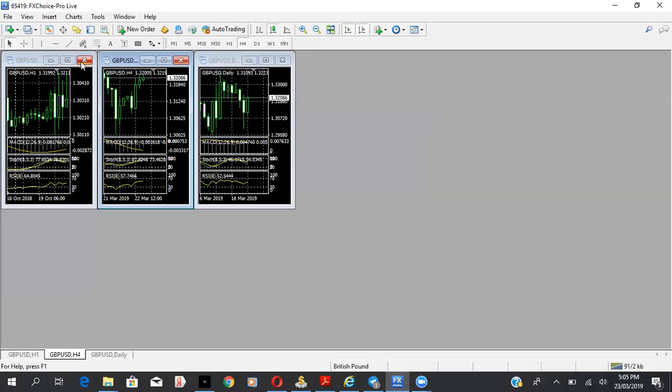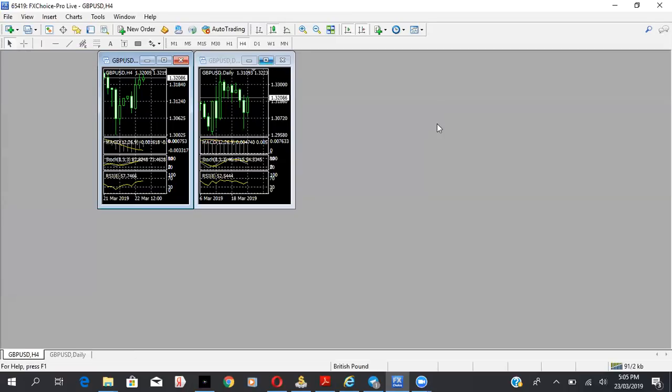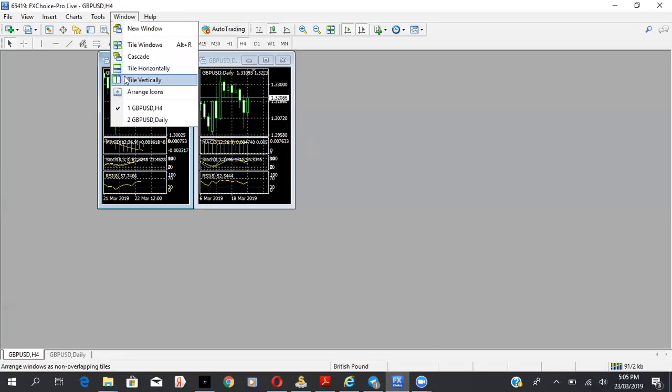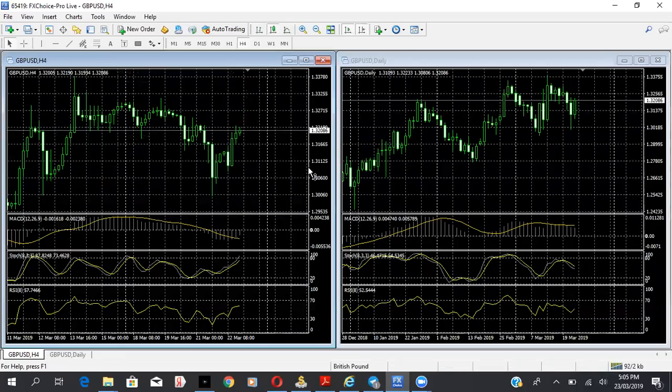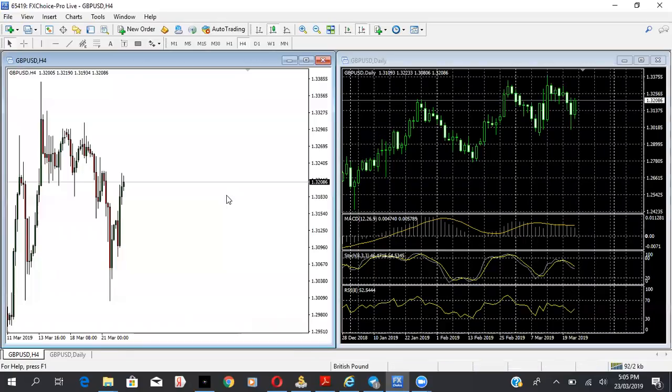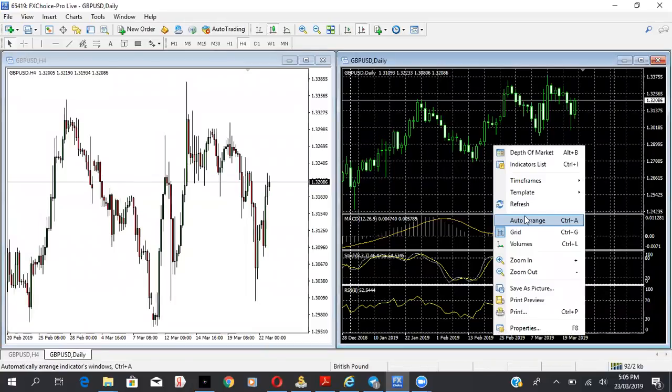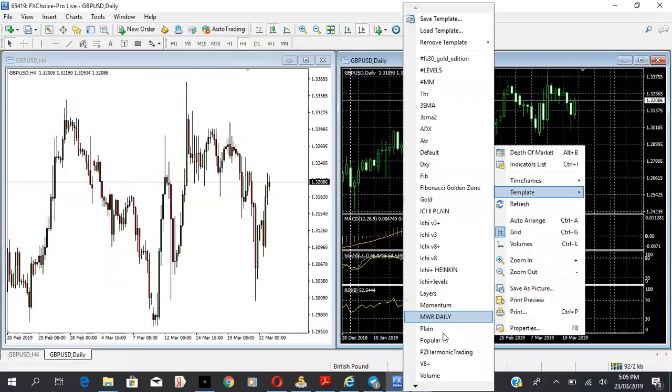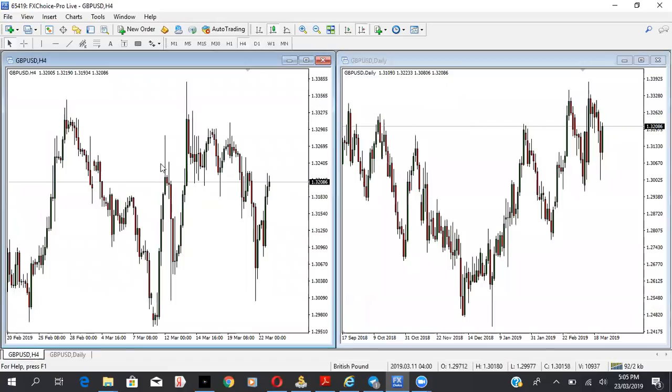You can do this on your MT4. I already have my MT4 set up. I'm going to use two charts. So in order to split them evenly, I go to Windows, I go to Tile Vertically, and it's done for me. I already have saved templates. I have a plain template to get rid of what is on the chart. I have this on plain already.